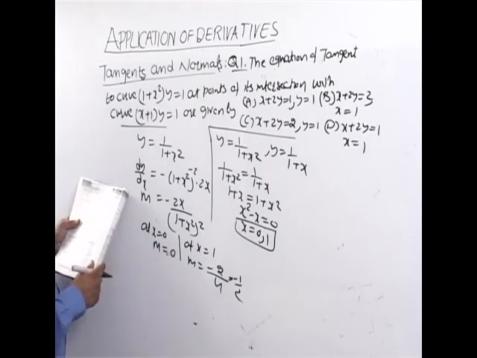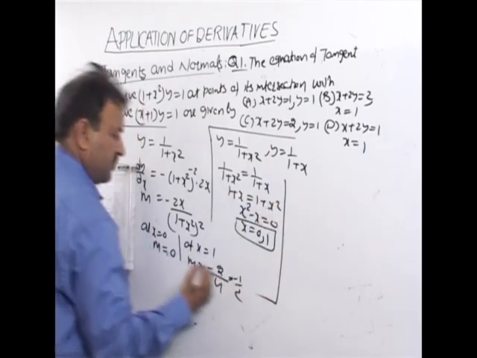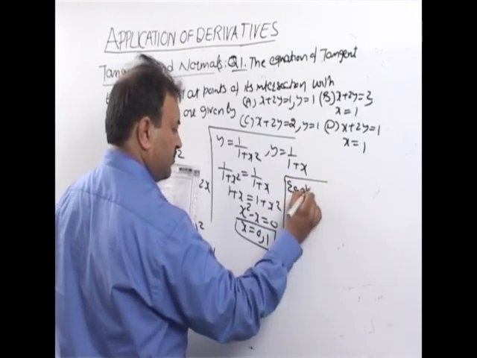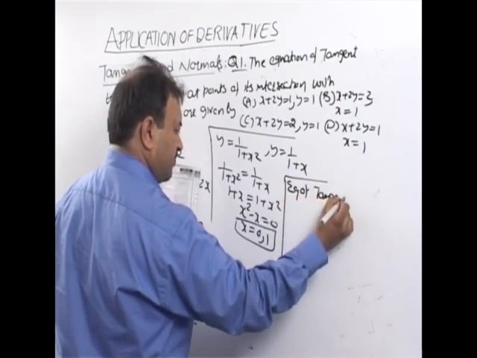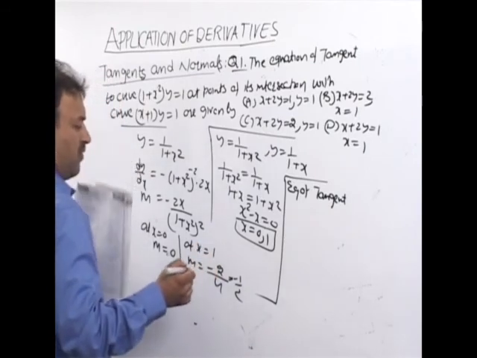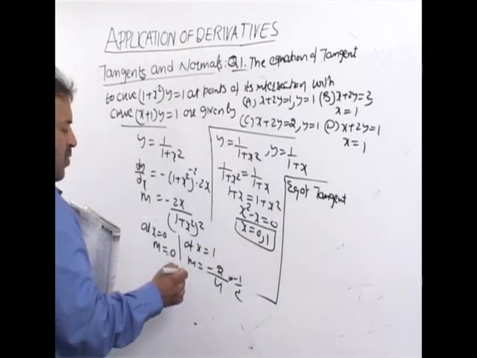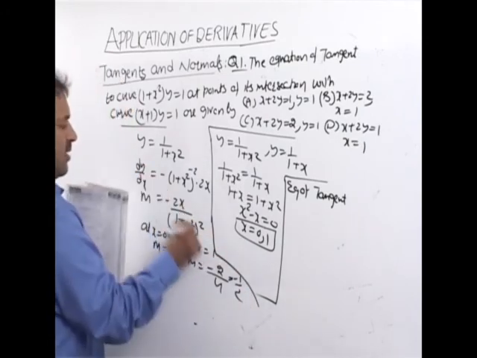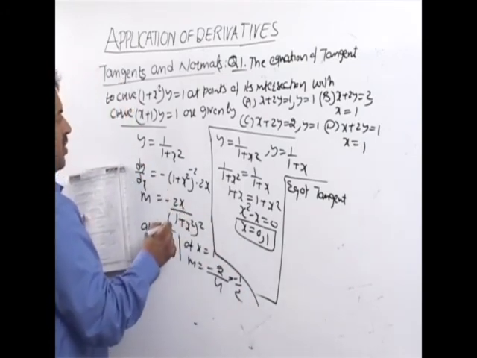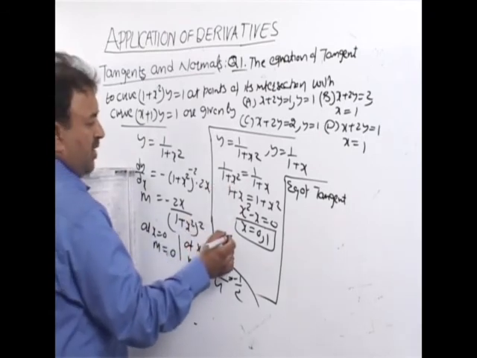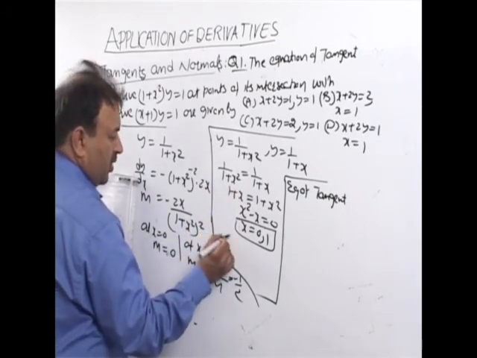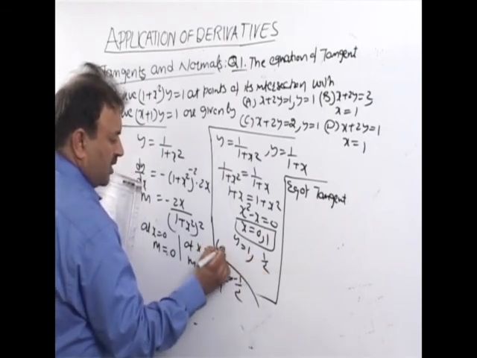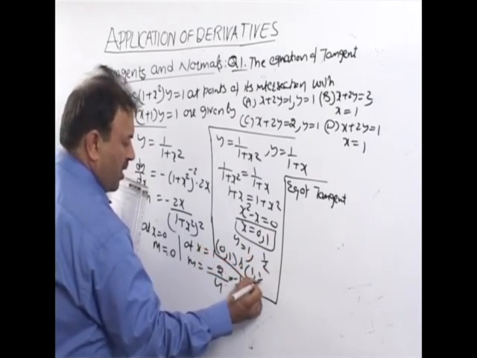Now we have to find out the equation of tangent. At which point? When x is equal to 0, I find out y by putting it in one of the curves. It comes out to be y is equal to 1. And for x is equal to 1, it comes out to be 1 by 2. So the points are (0, 1) and (1, half).